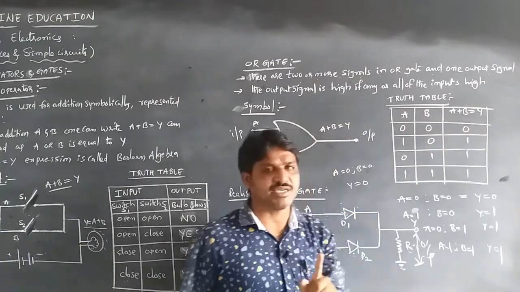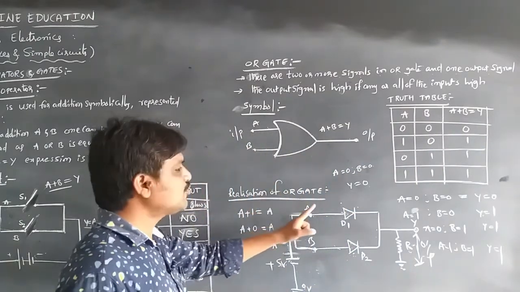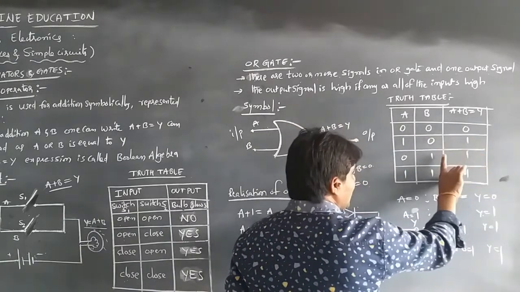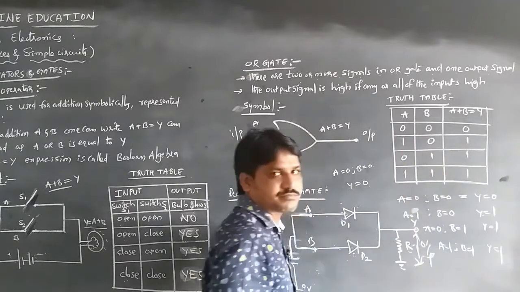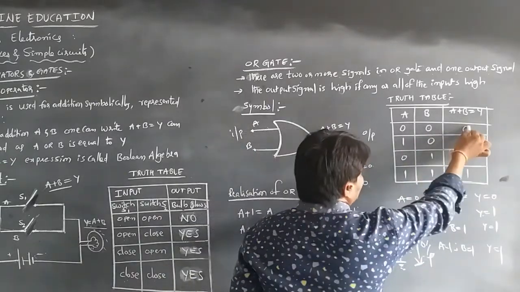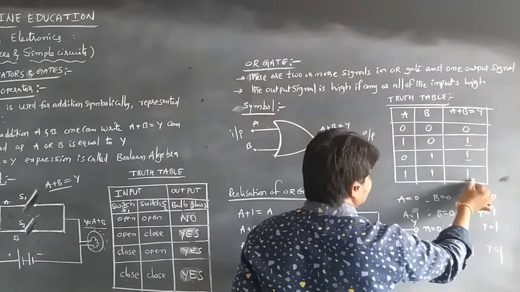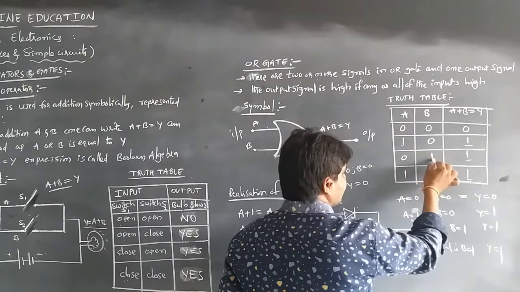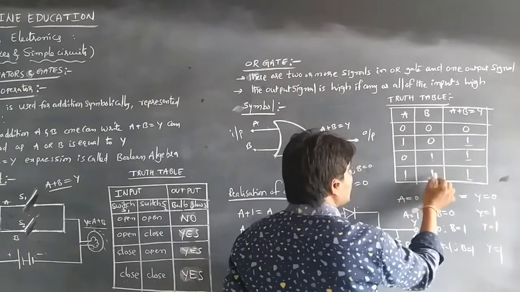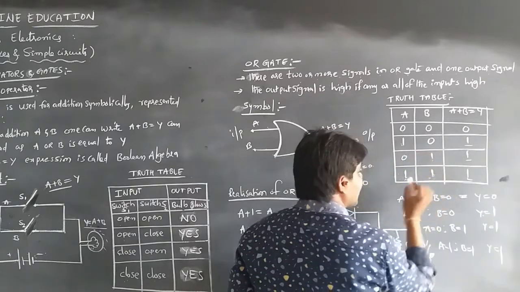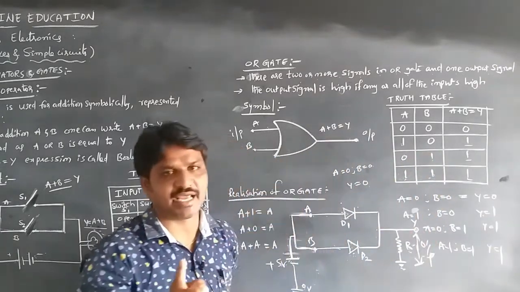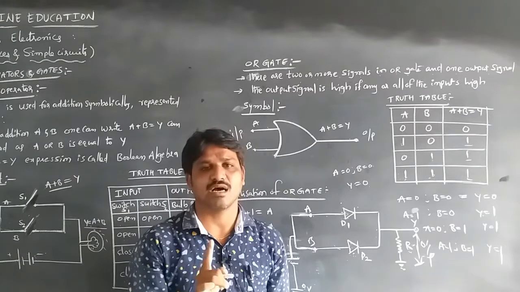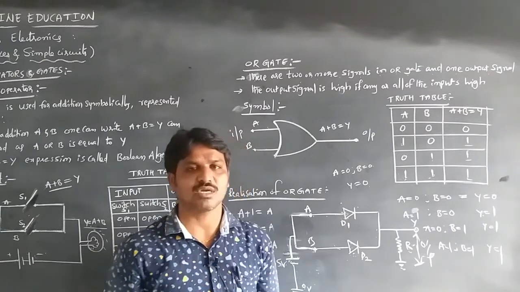The output signal is high if any or all of the inputs are high. If any one input is high in the OR gate, then we can get the output. If all inputs are high, then also the output will be high. This is about the OR gate.